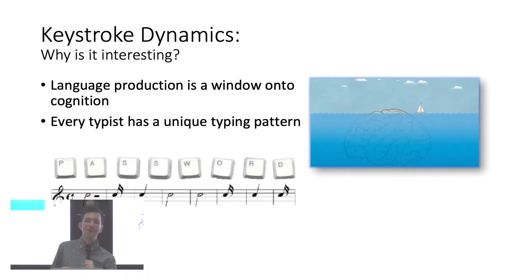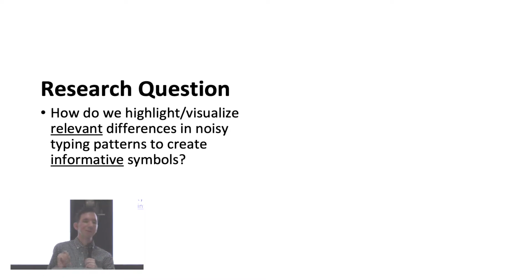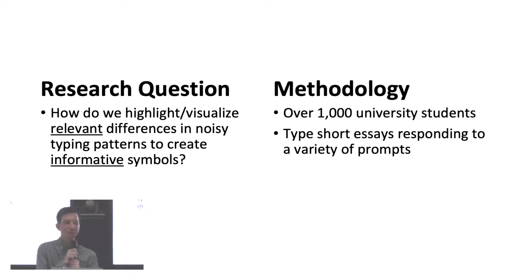And further, each typist has a unique typing pattern. So just like every musician has a unique way of playing a piece of music, each typist also has a unique way of typing. So the question that I want to ask is, how do we highlight or visualize the relevant differences in noisy typing data so that we can create informative symbols of that typing? And just a brief note on methodology, this is collected from over 1,000 university students, and they typed short essays in response to a whole variety of prompts.